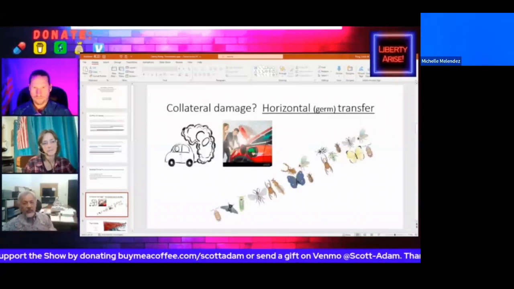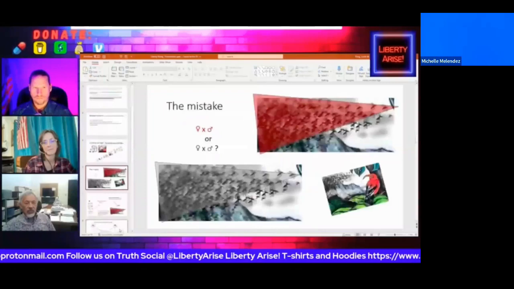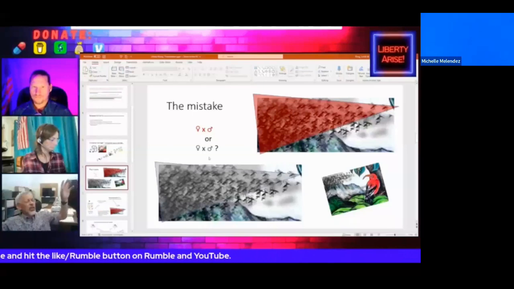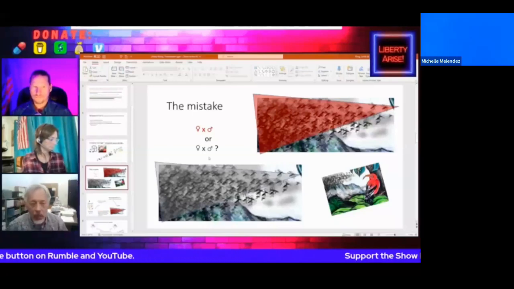Horizontal germ transfer. Here's a guy using the gas, and here's the collateral damage. It really means when this thing goes beyond what it's supposed to do, we have damage. I just told you that the Wolbachias can invade any insect, arthropod, and basic worm. Okay, so here it is. We are trying to wipe out all the mosquitoes by introducing a red male to a gray female. You remember that basic picture? You introduce red male to gray female and you wipe out all mosquitoes.